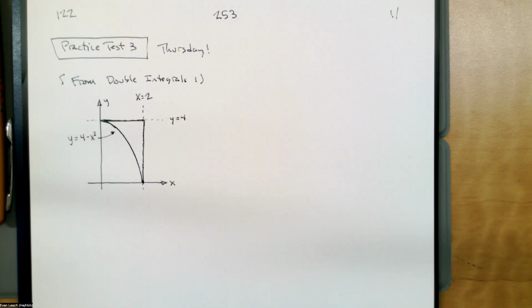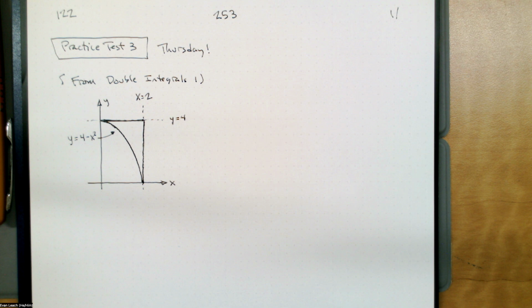Let's continue reviewing our double integrals. From double integrals 1, we had this region bounded by the lines x equals 2, y equals 4, and the parabola y equals 4 minus x squared. So if we want, we can find the area of the region just by finding the area under the parabola and then subtracting that from 8, the area under y equals 4.